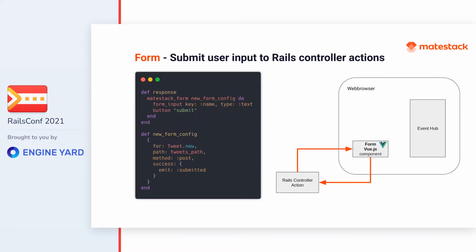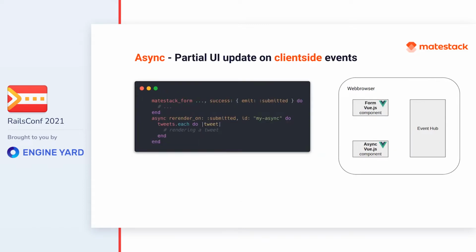In our example, we configured the form component to emit an event submitted when the form was submitted successfully. If the Rails controller action responds with a positive status code, the form component emits the event to the event hub, which can be received by other Vue.js components in the browser. Which brings us to the next component, Async.